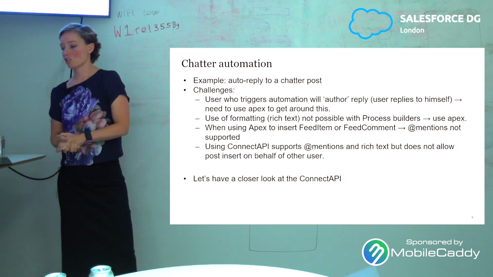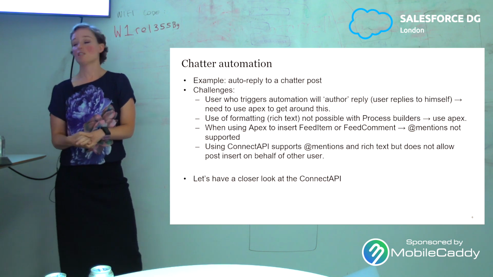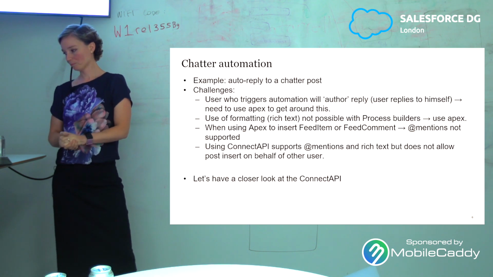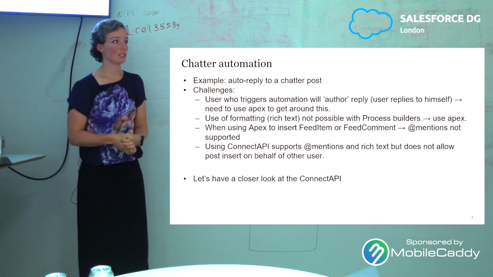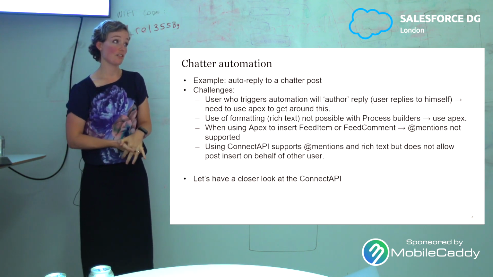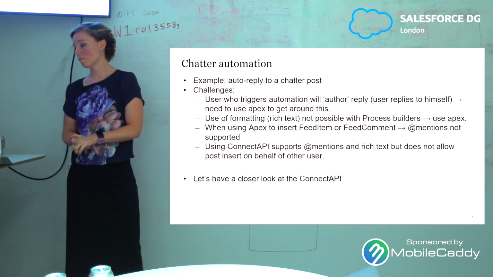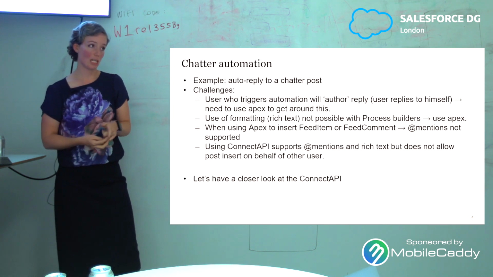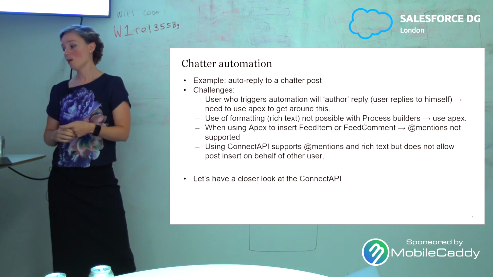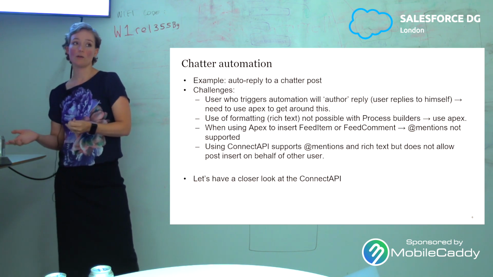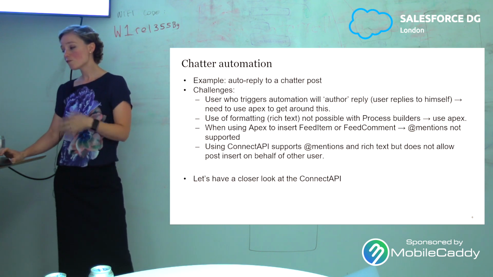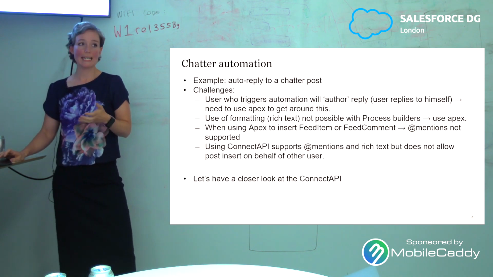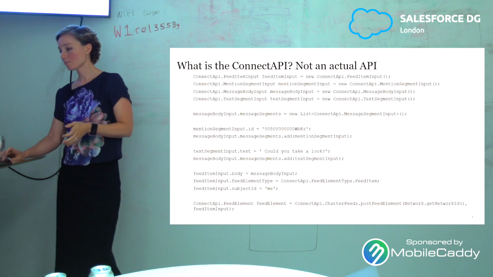Also, if we want to use rich text in our post, that's not really supported with Process Builder. So then using Apex, the normal object DML, the at mentions are not supported, but we can use the ConnectAPI, and that does support at mentions, but does not allow us to set the created by. So let's first have a closer look at what the ConnectAPI really is.